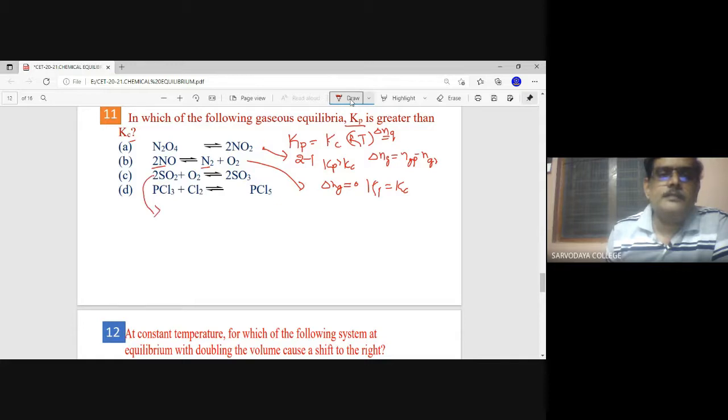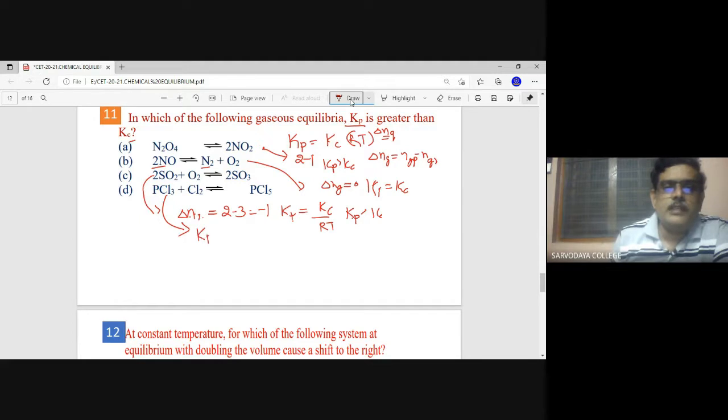In the third one, delta Ng is negative. You can see here, it will be 2 minus 3, which means minus 1. So Kp will be less than Kc. It will be a fraction of Kc, and because it is a fraction of Kc, it will be less than Kc. Again, in the case of PCl5 formation also, Kp will be less than Kc because delta Ng will be negative. So there is only one reaction, the first one, where Kp is greater than Kc. So that will be the answer.